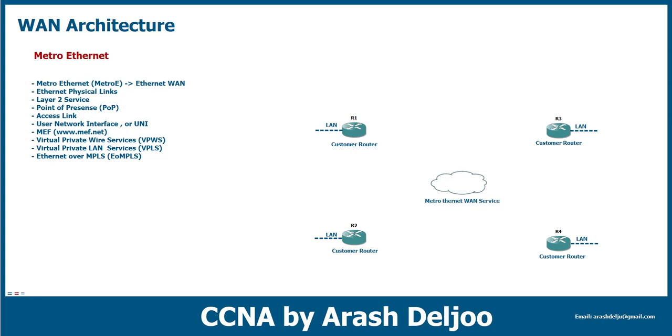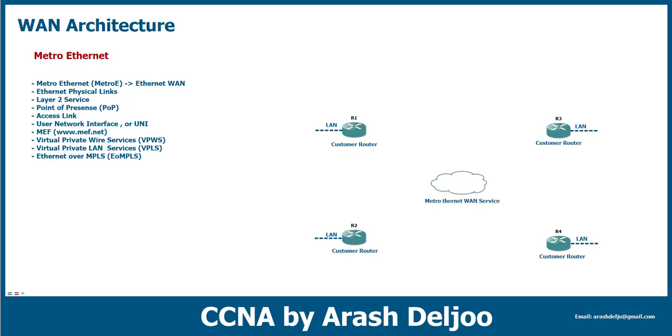WAN architecture. In this video, I'm going to talk about the different architectures that we have in the WAN, and specifically on the Metro Ethernet. We have different types of WAN architecture. One of them is the Metro Ethernet, and the others can be, for example, MPLS or Internet. I will talk about other types of WAN architecture in future videos, but in this video I am going to talk specifically about the Metro Ethernet.